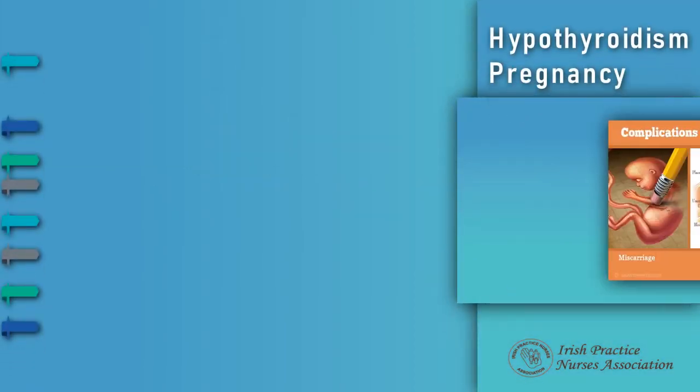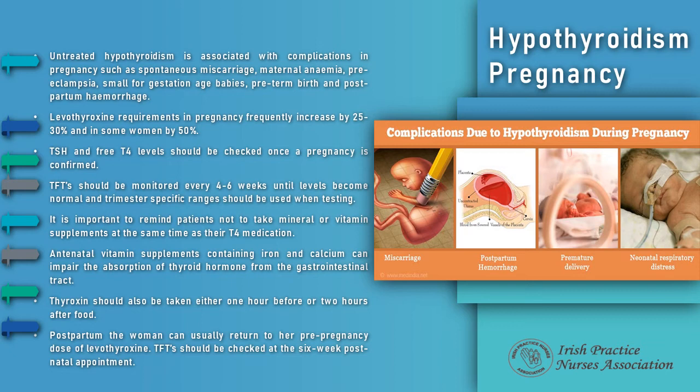Untreated hypothyroidism is associated with complications in pregnancy, such as spontaneous miscarriage, maternal anemia, preeclampsia, small for gestational age babies, preterm birth, and postpartum hemorrhage. Levothyroxine requirements in pregnancy frequently increase by 25 to 30%, and in some women by up to 50%. TSH and free T4 levels should be checked once a pregnancy is confirmed.